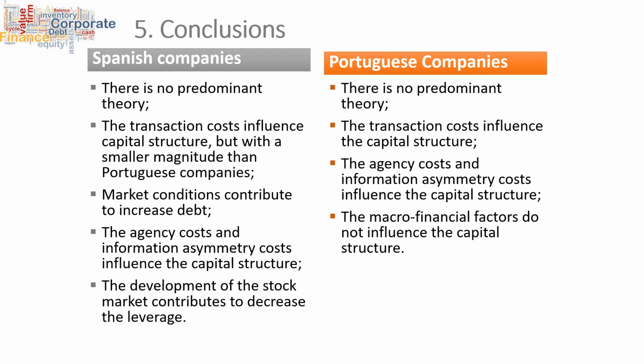For Portuguese companies, there is no predominant theory. The transaction costs influence the capital structure. The agency cost and information asymmetry costs influence the capital structure, and the macro-financial factors do not influence the capital structure.